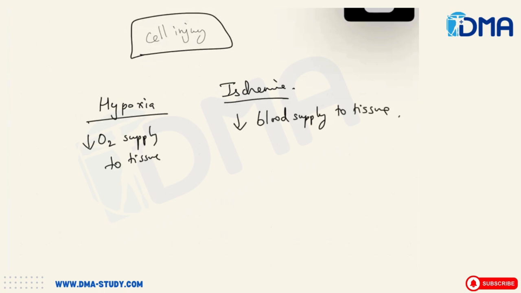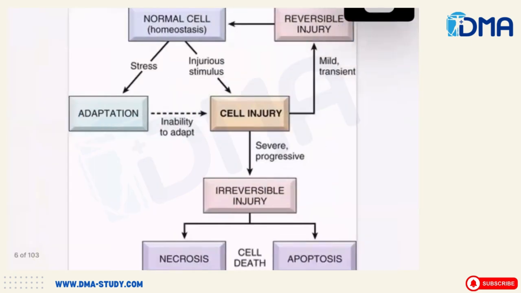Okay. I can say whenever there is an ischemia, that will result in hypoxia, that will then result in cell injury. Right? This is the way how a cell injury will progress. Then, if the cell is going to get injured, there are different levels of injury. What are the different levels of injury?